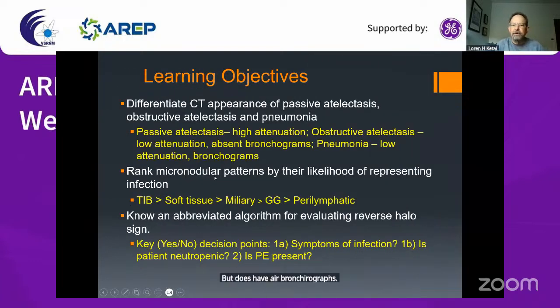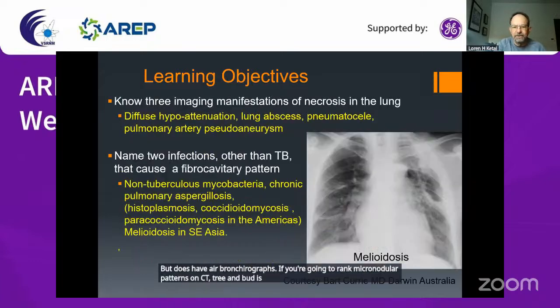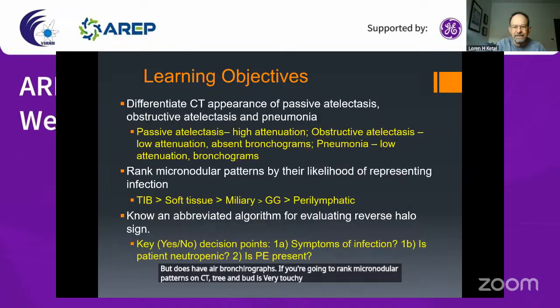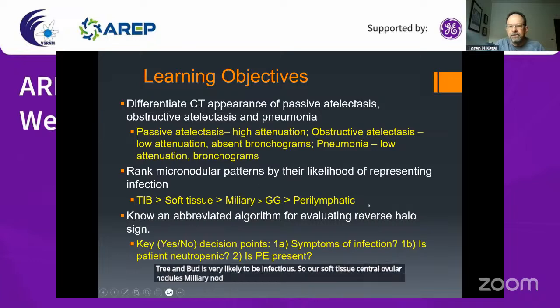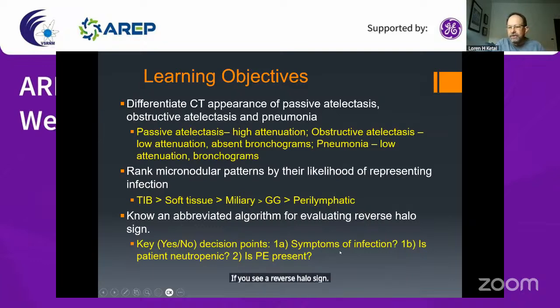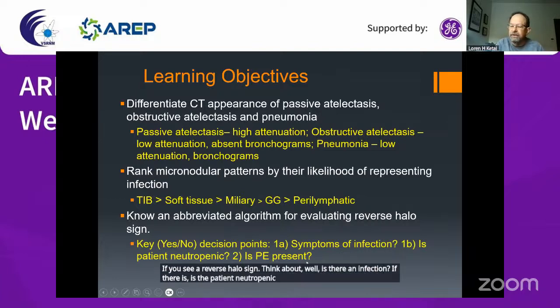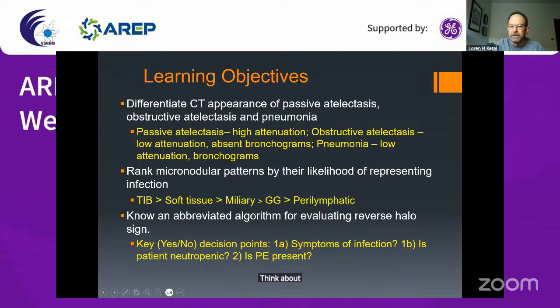If you're going to rank micronodular patterns on CT, tree-in-bud is very specific. Tree-in-bud is very likely to be infectious. So are soft tissue centrilobular nodules. Miliary nodules are a toss-up. These are more likely non-infectious. If you see a reverse halo sign, think about, well, is there an infection? If there is, is the patient neutropenic? If there's no infection, think about looking for pulmonary infarct.